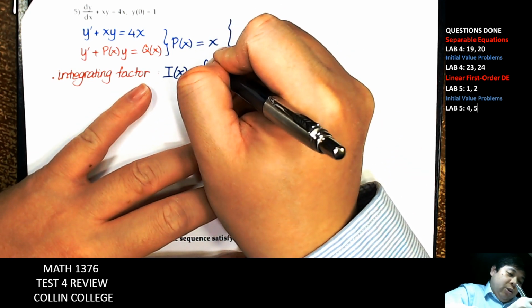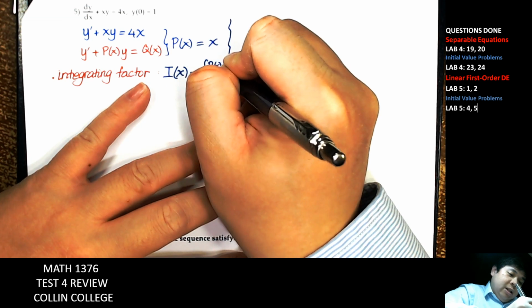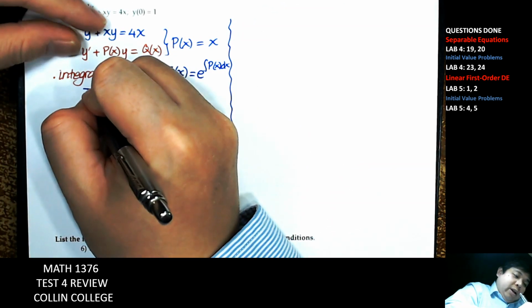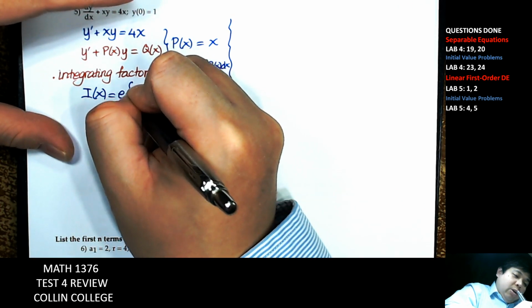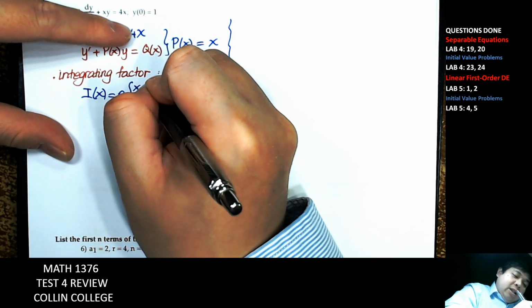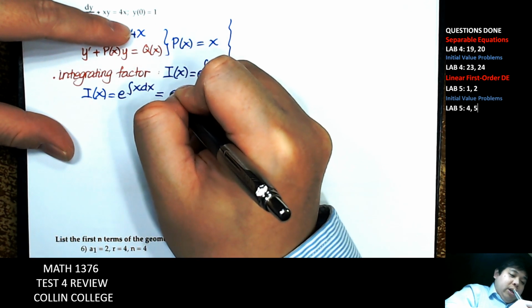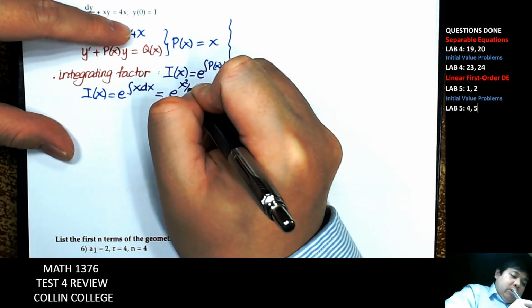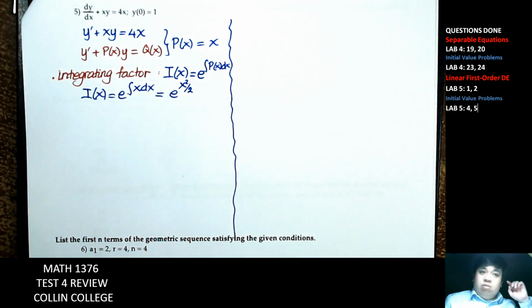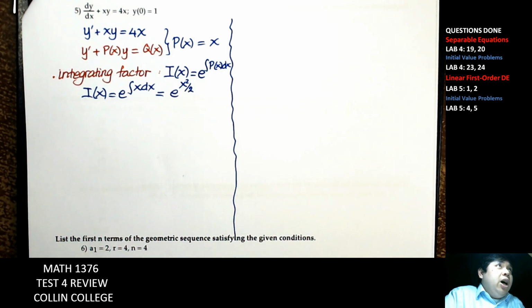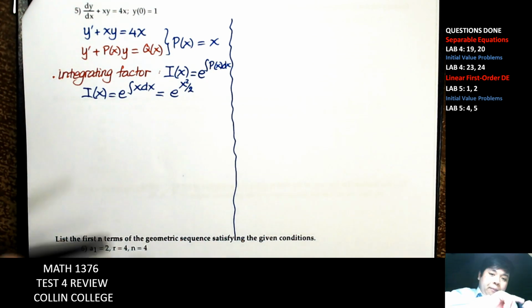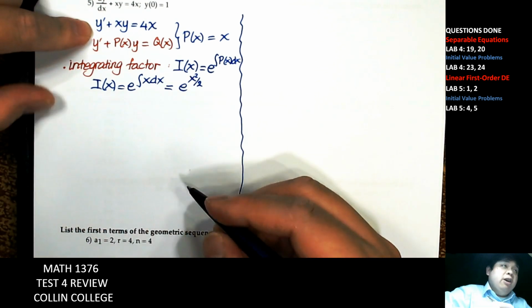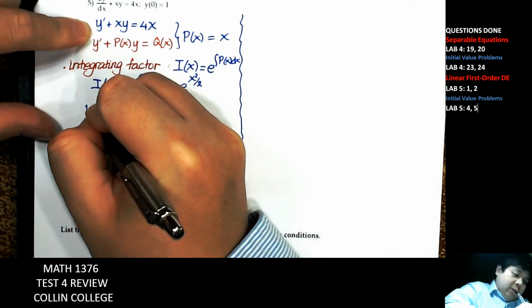So e to the integral of p of x dx. So we have integrating factor equal to e to the integral of x dx. The integral of x will be x squared over 2. We don't need a constant, as always, for the integrating factor. Alright, we'll multiply this e to the x squared over 2 on both sides of that differential equation.